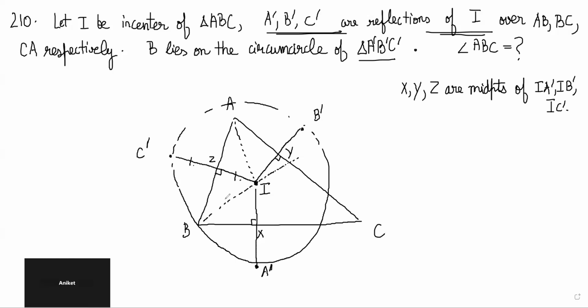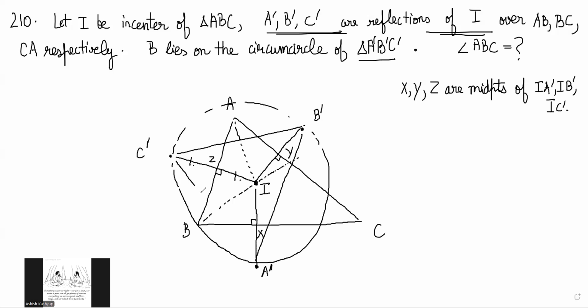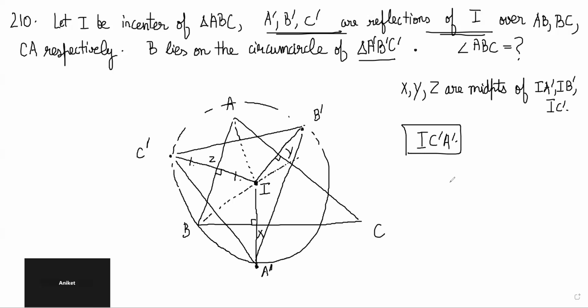Now, if you join A' to B', for example, and B' to C' and all, let's join this triangle. Then look at, for example, triangle IC'A'. Look at that triangle, IC'A'. In that triangle, Z and X are midpoints, right?